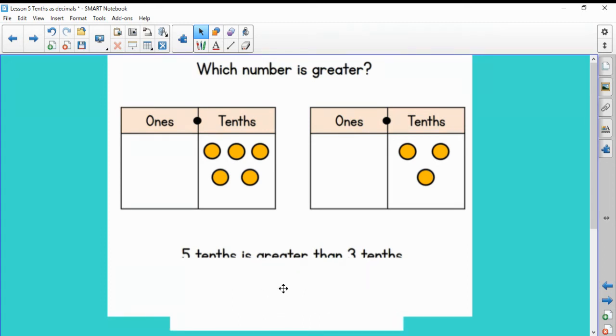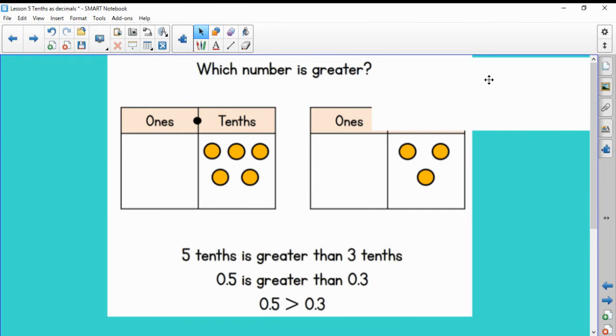But what happens if we use this symbol? Can you remember what this means? Yes, this is pointing to the smaller number. 0.5 is greater than 0.3. The symbol means greater than. It always points to the smaller number.